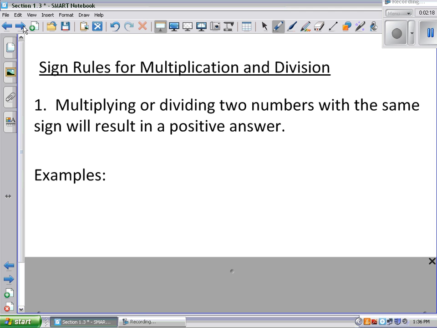Sign rules for multiplication and division. Multiplying or dividing two numbers with the same sign will result in a positive answer. So if I have 3 times 5, 3 is positive, 5 is positive, they have the same sign, I'll get a positive 15 as my answer. Negative 2 times negative 4, again, negative times negative, two numbers with the same sign gives us a positive result. 2 times 4 is 8.